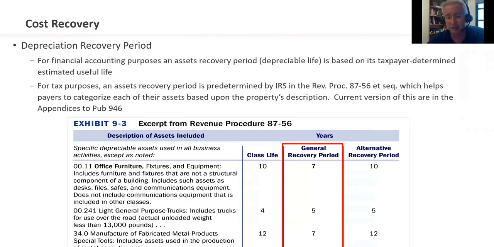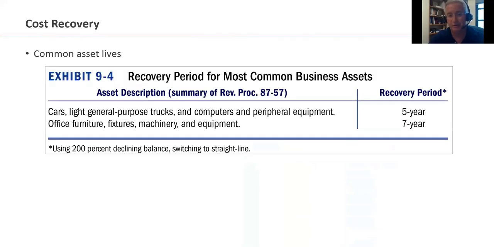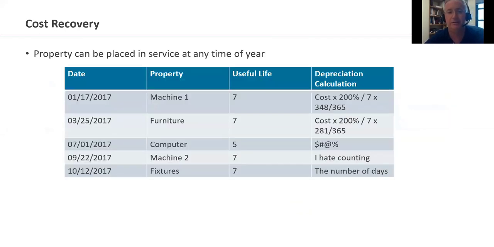As a contrast, look at the light general purpose trucks, which actually have a 4 year life in real life, if you will. But the IRS is making us depreciate those over 5 years. Again, prescribed methods, you don't have a choice. All right, so common asset lives: the things on top, cars, trucks, computers, peripheral equipment, that's all 5 years. Office furniture, fixtures, machinery and equipment, that's all 7 years. So when you think about the world of personal property, that covers a ton of it right there, just those two categories. That's why I say we mostly do 5 and 7. But again, you're not going to be required to know those.